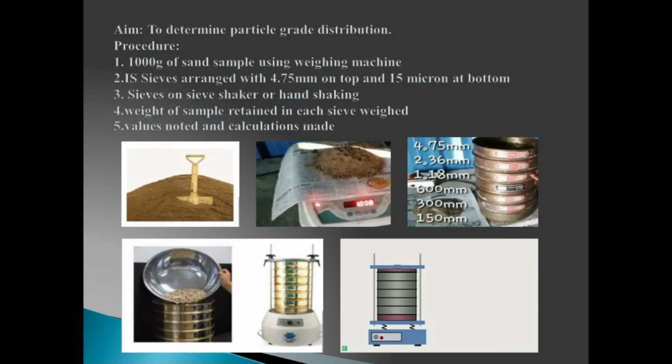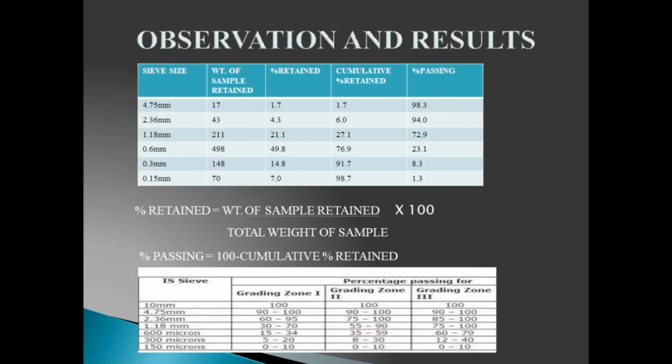Then place the set of sieves in a sieve shaker, or gently shake it by hand. Then the weight of the sample retained in each sieve is weighed in a weighing machine and the values are noted. This table shows the weight retained in each sieve according to sieve size. The first column represents the sieve size, followed by weight retained, percentage retained, cumulative percentage retained, and the percentage passing.